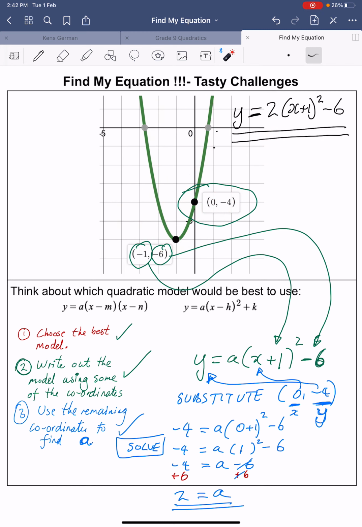And that's it. That's how to work out, without using Desmos, but work out by hand and some clever algebra, the actual equation of that quadratic graph. And that's given in, remember, this is given in vertex form.